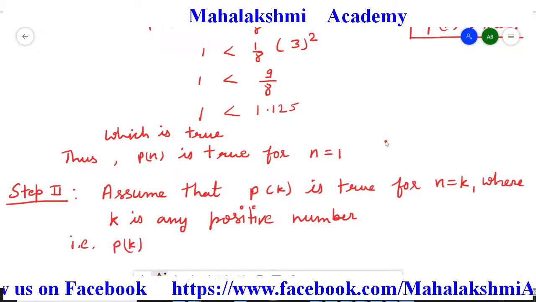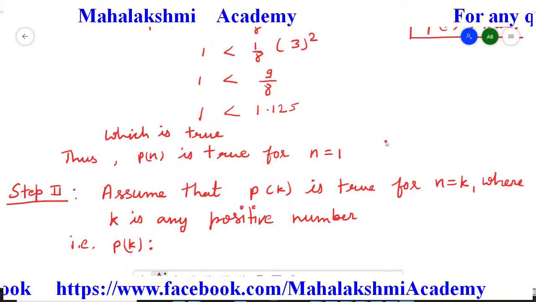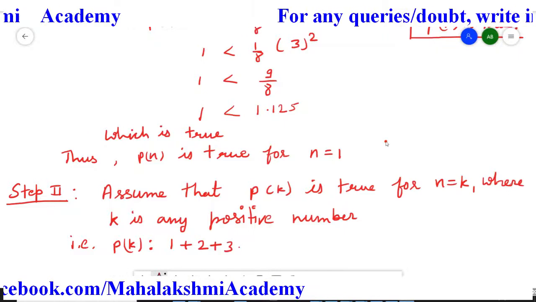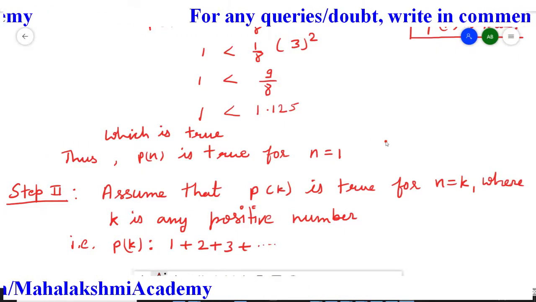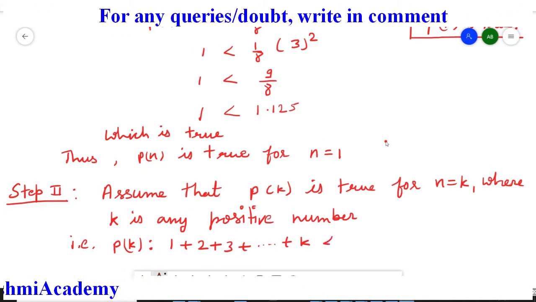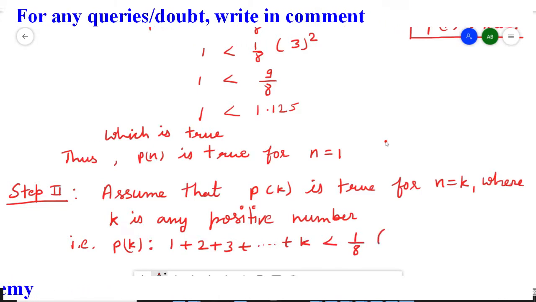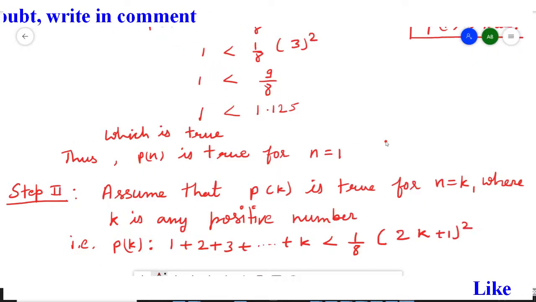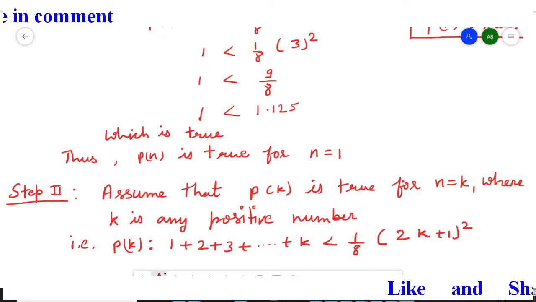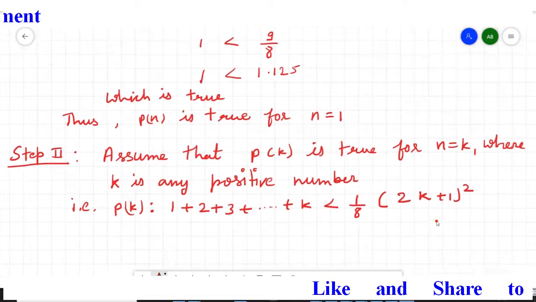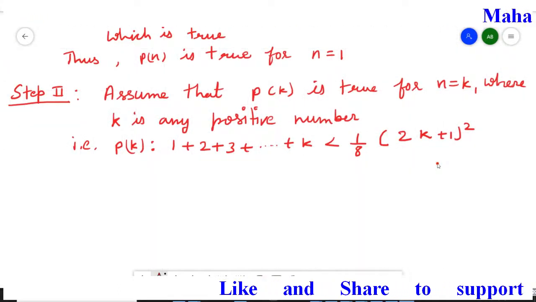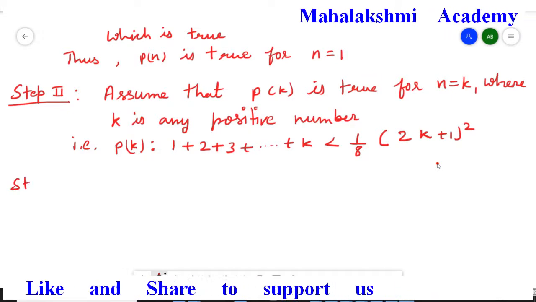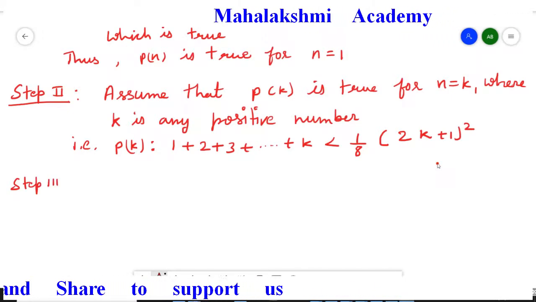Wherever n is there in your question, replace it by k. So we'll get here 1 plus 2 plus 3 plus, extended up to k, is less than 1 upon 8 bracket (2k plus 1) whole square. This step is an assumption, we do not have to prove anything. Now step third. In step third we have to prove that the Pk plus 1 statement is true. So we'll write here step third.